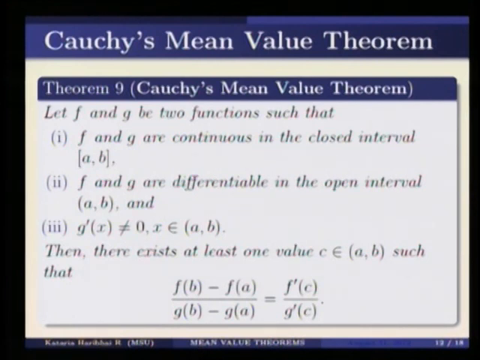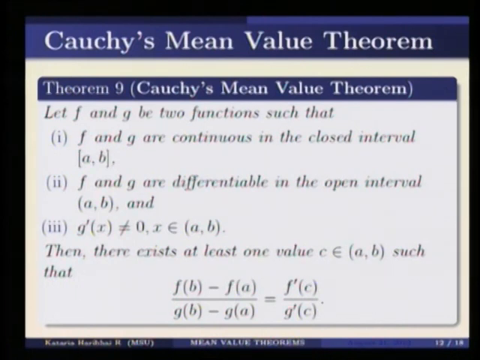On open interval (a, b), there is at least one point, but before that the derivative of the g function should not be 0 at any point on the open interval. What we conclude is (f(b) minus f(a)) upon (g(b) minus g(a)) equals f'(c) upon g'(c). I will discuss the proof of this theorem on the board.